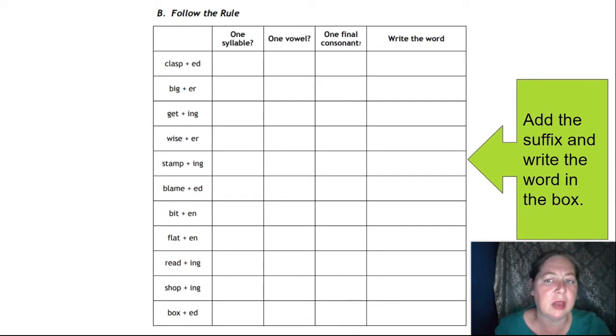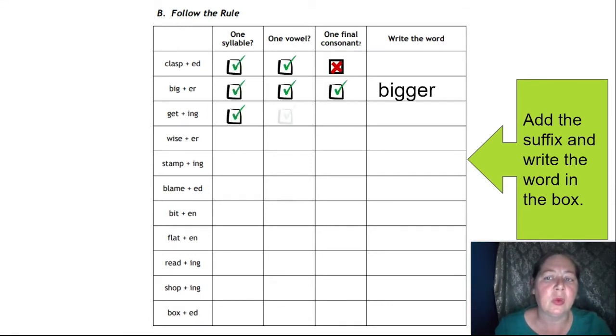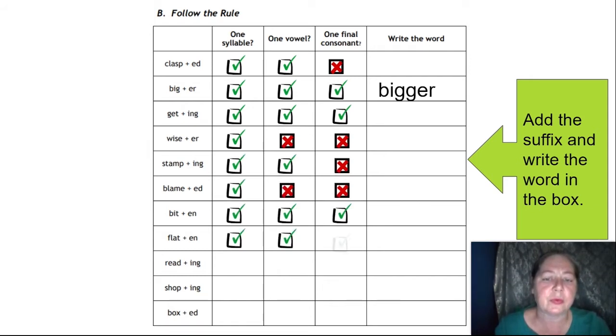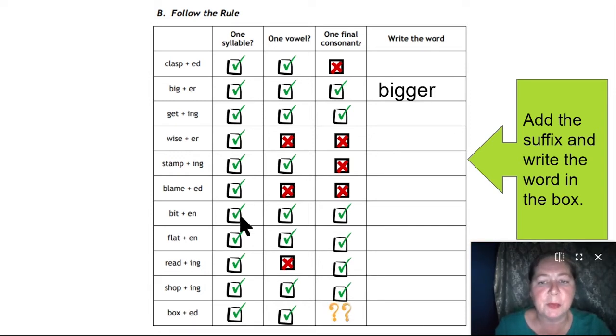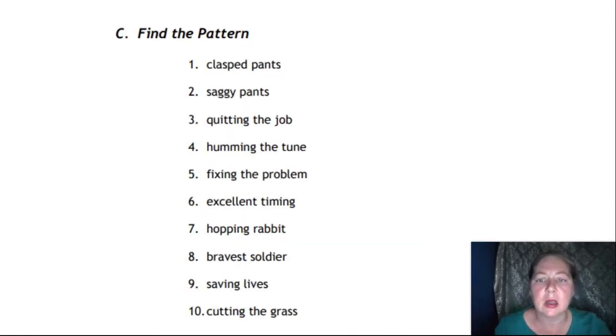So there's a document of the day to read over. And then there are some opportunities here for you to write the word by adding the suffix yourself. You can look at the rule. The rule is all three boxes must be checked to double the consonants. All right.